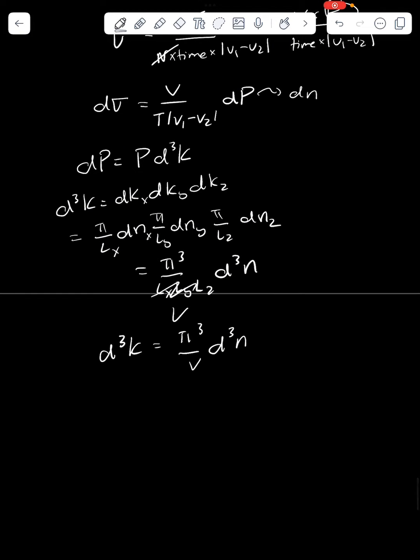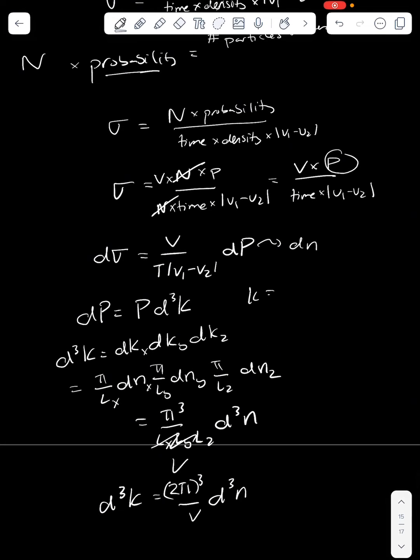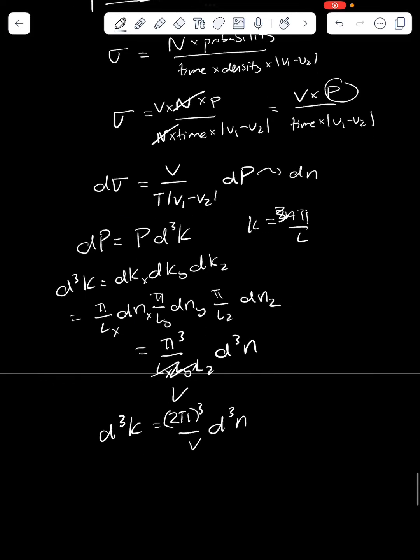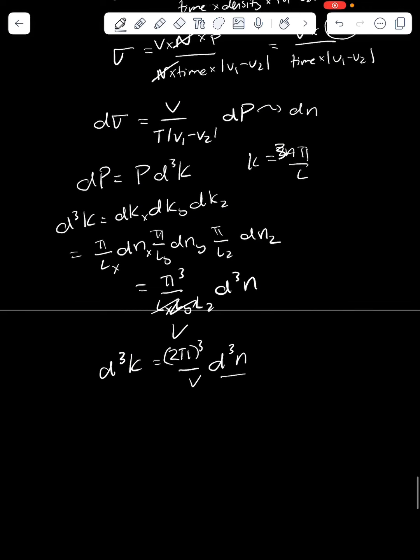And then for historical reasons, we actually write this as 2 pi cubed instead. We can do this since we said that k was equal to n pi over L. It's also equal to 2 n pi over L or 3 n pi over L. It doesn't really matter as long as you adjust n. So for whatever reason, we just write this as 2 pi cubed over V, and then times this over here.